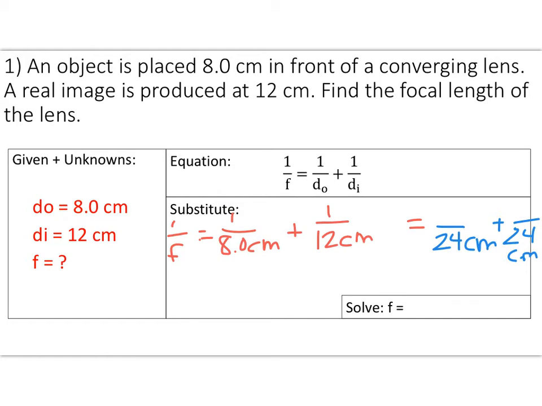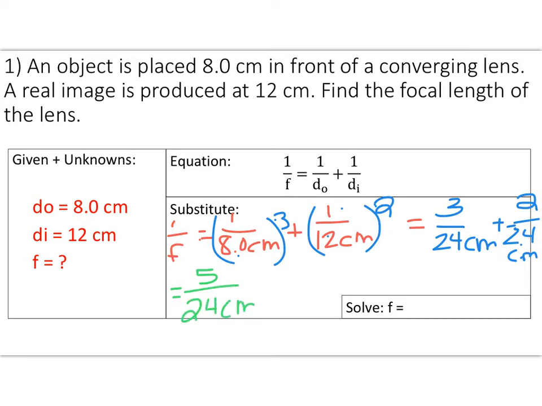Now, to get 24, we multiply this by 3. 3 times 1 is 3. 3 times 8 is 24. To get this one to 24, we multiply by 2. 2 times 1 is 2. 2 times 12 is 24, as we have down here. Now we can just add the top number of our fraction. 3 plus 2 gives us 5 over 24 centimeters.